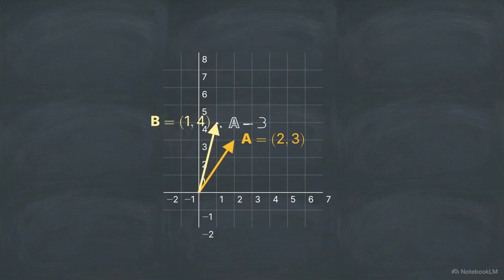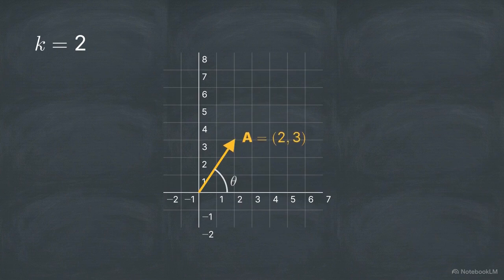Conversely, vector subtraction calculates the direct path between two endpoints. We can also apply scalar multiplication. Multiplying a vector by a scalar k alters its magnitude, or length, while keeping its exact angle permanently locked.